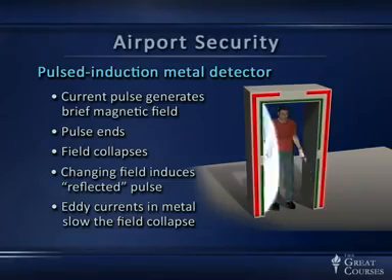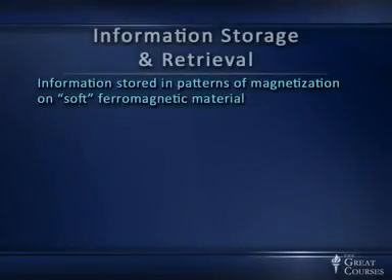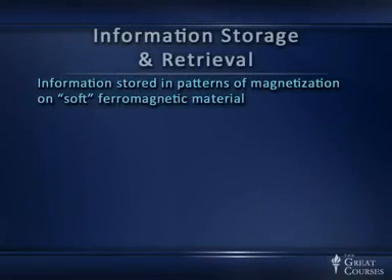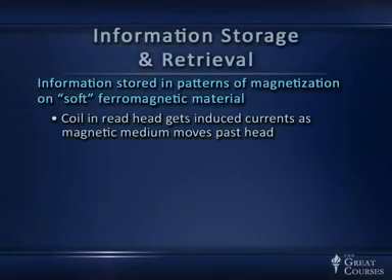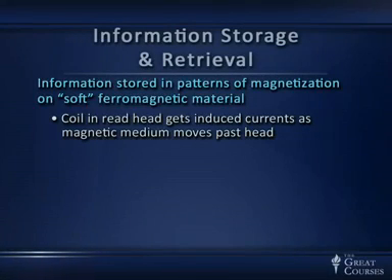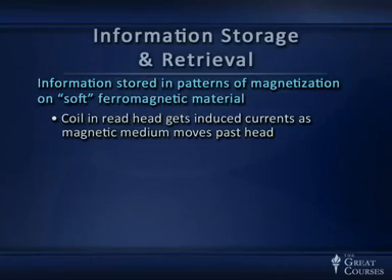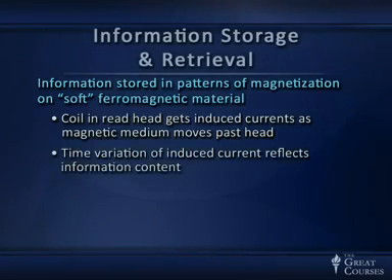We use induction also, or have used induction more in the past than today, in information storage and retrieval. When we do that, we store information in patterns of magnetization on ferromagnetic materials like tapes and disks. There's a coil in a so-called read head that gets induced currents as the magnetic medium moves past the head, and those induced currents reflect the stored information. And the time variation of that current is what gives us the information content.